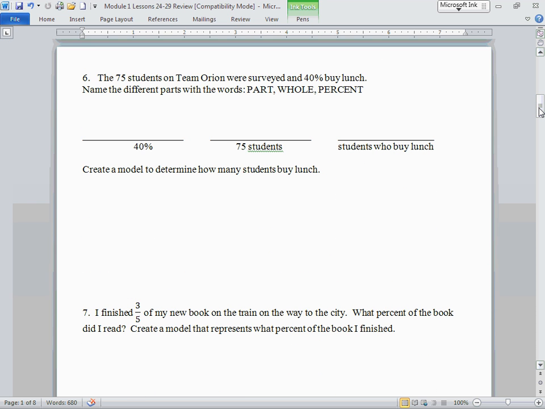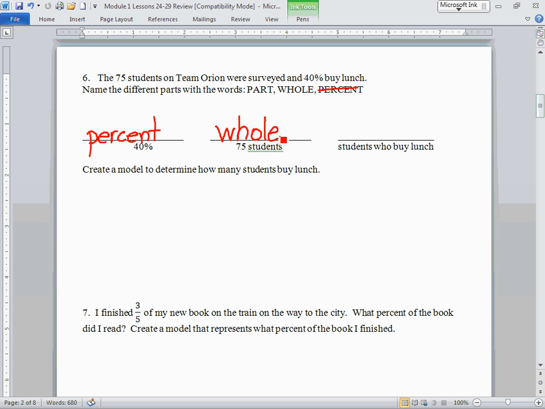Number 6. The 75 students on Team Orion were surveyed and 40% buy lunch. Name the different parts with the words part, whole, and percent. 40% is the percent. I really hope nobody gets that one wrong. 75 students, is that my part or my whole? Whole. And the students who buy lunch, that's part of the group.